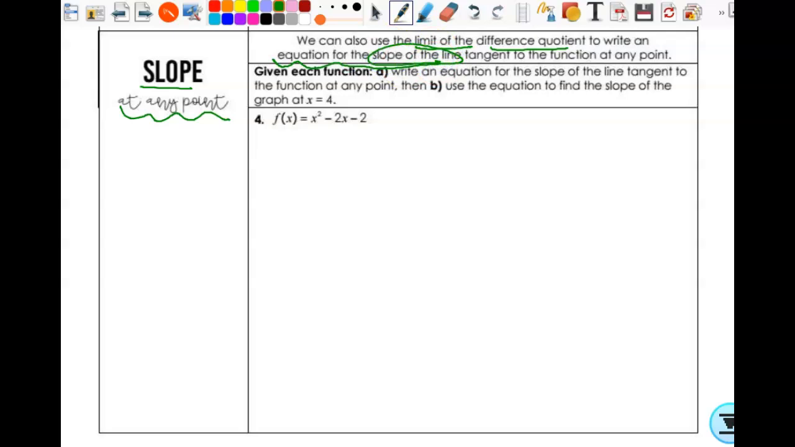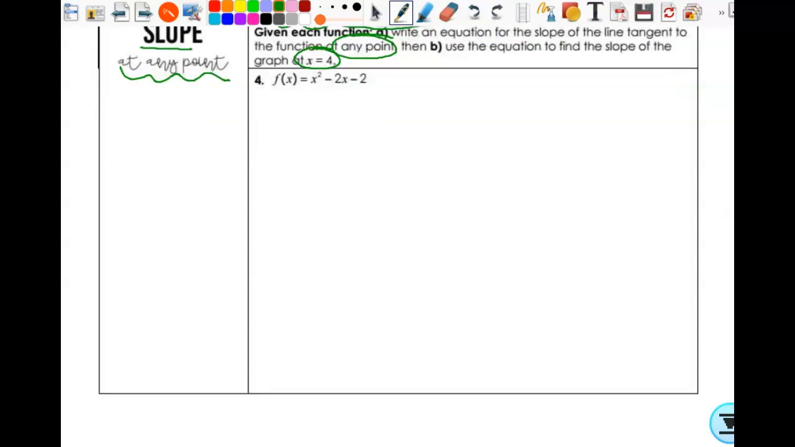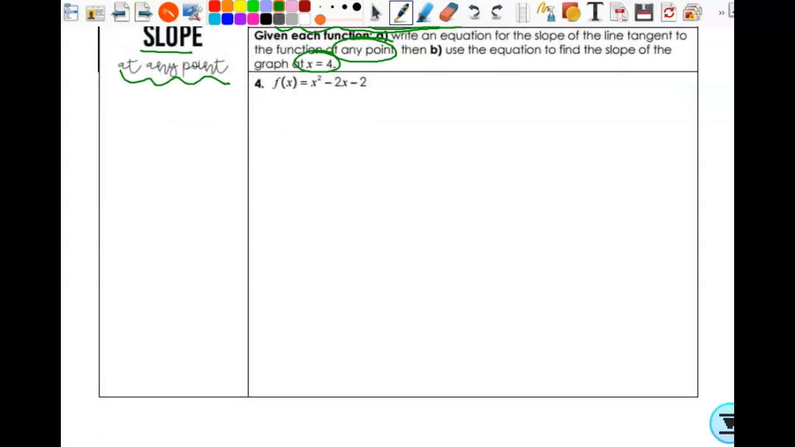So what we're going to do is write an equation for the slope of the line tangent to the function at any point, and then use the equation to find the slope of the graph at x equals 4. We're not going to start with 4 because I want an equation for any point. Any point means any x value. So instead of using a number for x, we just use x. And it looks like this.